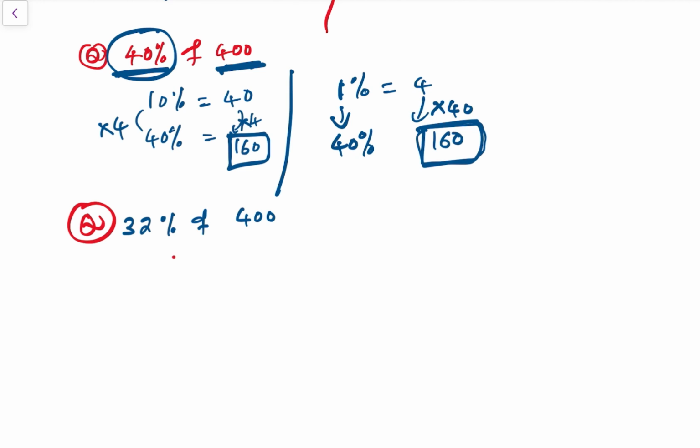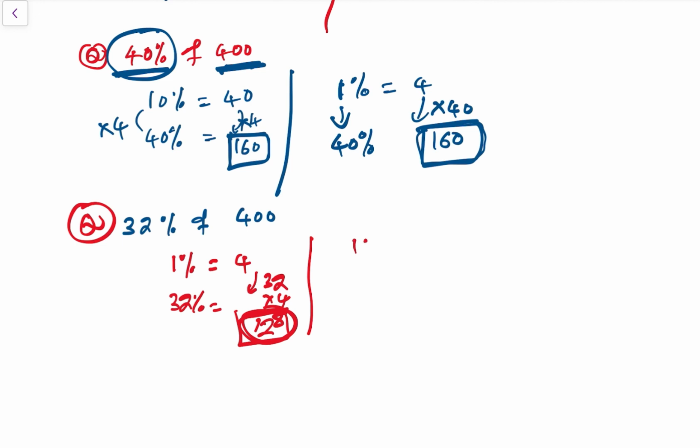So we know 1% is equal to 4. ठीक है, so 32% is equal to 4 into 32, 8, 12. So 128. So 128 is answer. अगर ये नहीं है तो 10% से भी कर सकते हैं.